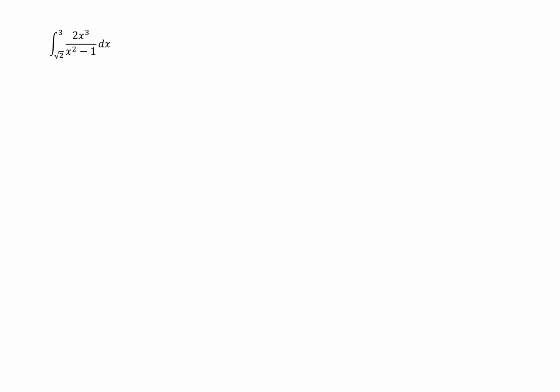I'm actually going to do a u substitution though, because it's maybe a little different from your standard u substitutions. So in this case, I'm going to let u equal the denominator, the x squared minus 1. And then if I take the derivative of that, du is going to equal 2x dx.